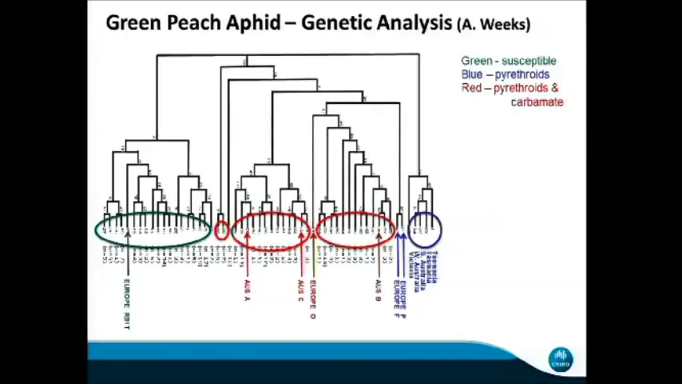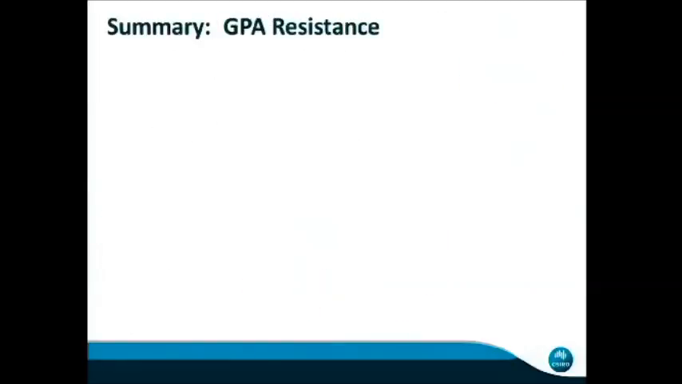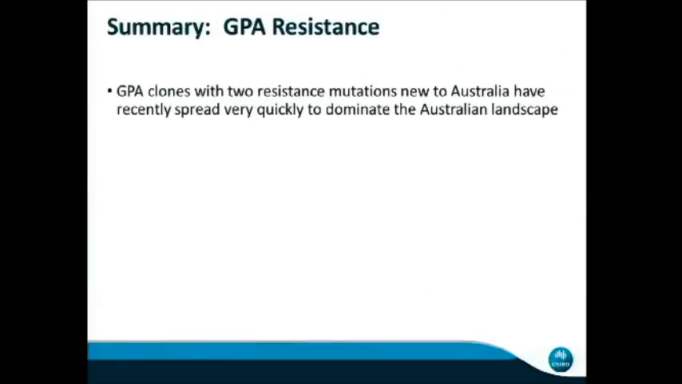And then what we have are these three dominant clones that Paul talked about. And they do not appear to be related to either any of the susceptible clones that we have here in Australia or any of our original pyrethroid-resistant clones that we have in Australia now. So that's something different. So green peach aphid resistance: two mutations new to Australia, recently spread and very quickly dominated and caused big problems.